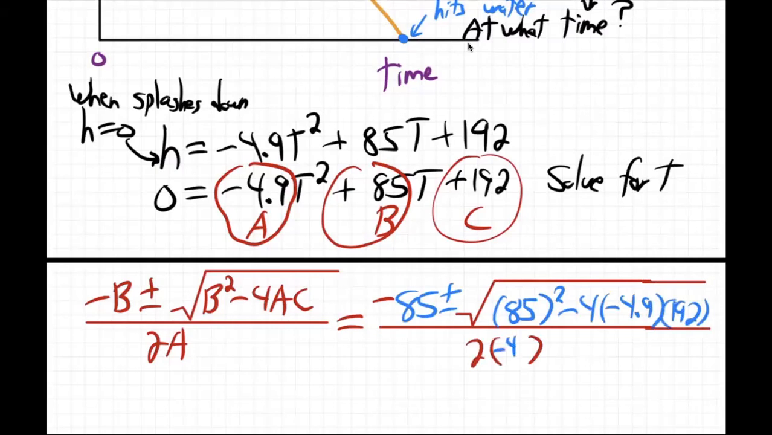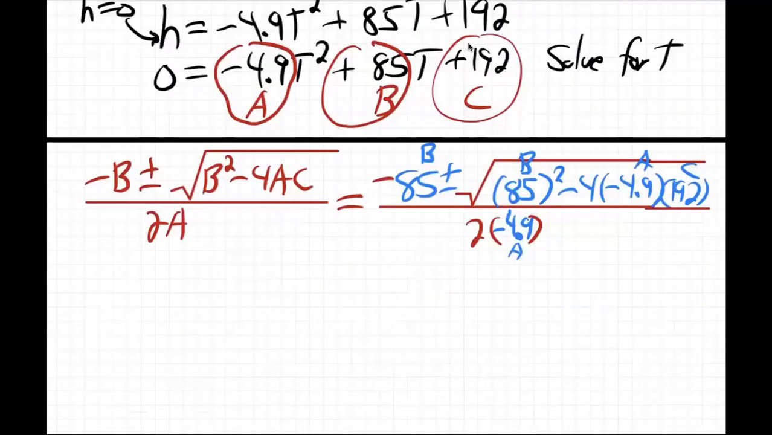Negative 4.9. Okay, so I plugged everything in there, right? This is the b, this is the b squared, this is the a, this is the c, and this is the a. Plugged it all in there.